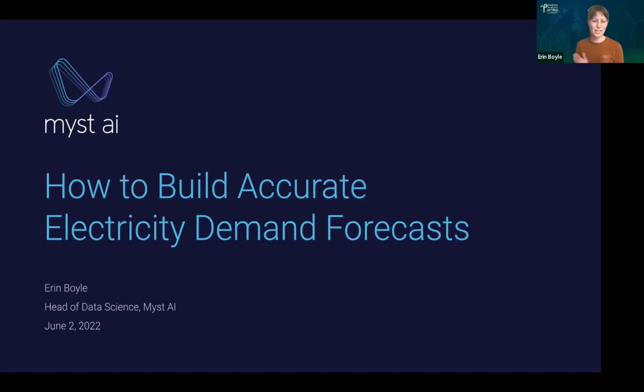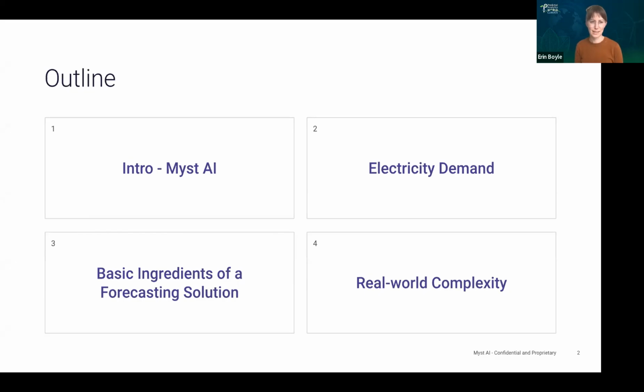All right, so as Eugene said, my name is Erin Boyle. I'm the head of data science at Myst AI, and I'm going to be telling you about how to build accurate electricity demand forecasts. As an outline for the talk, I'll start with some introductions. Who is Myst AI? Then I want to tell you a little bit about the electricity demand problem itself. At that point, I'll give you an overview of the basic ingredients of a forecasting solution. And then at the end, we'll get into some of the more fun real world complexities that come up.